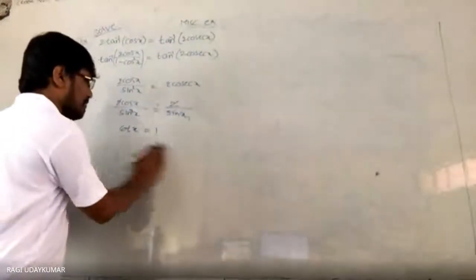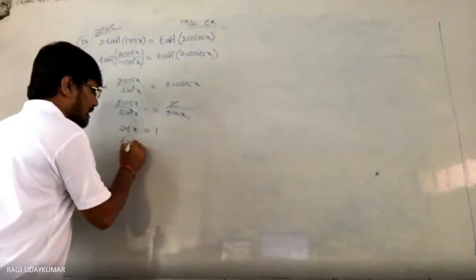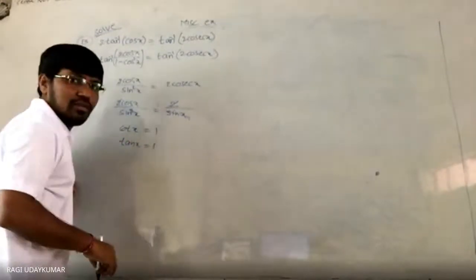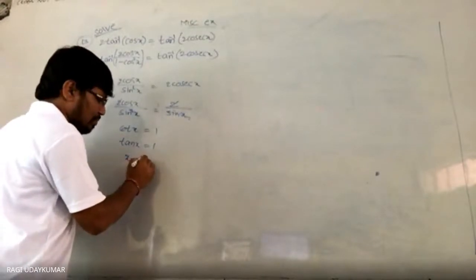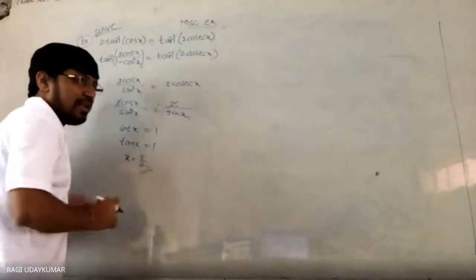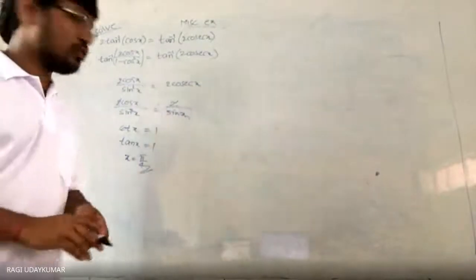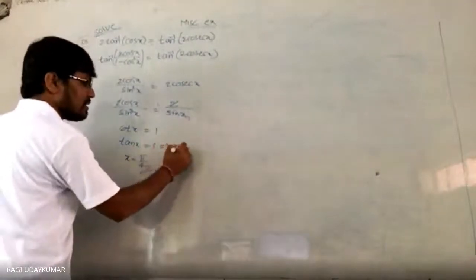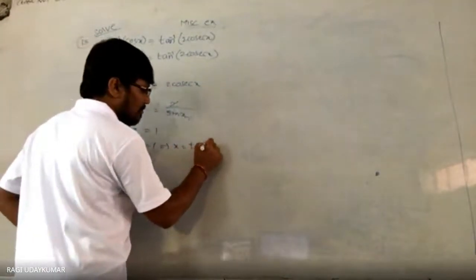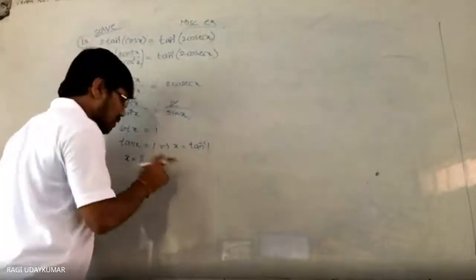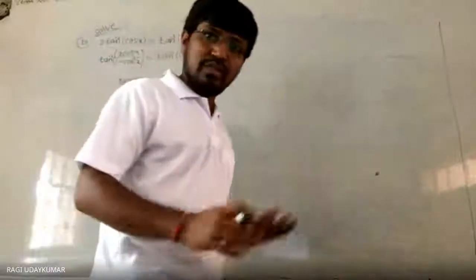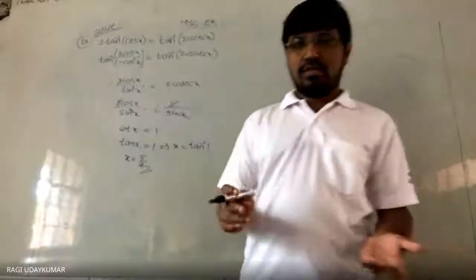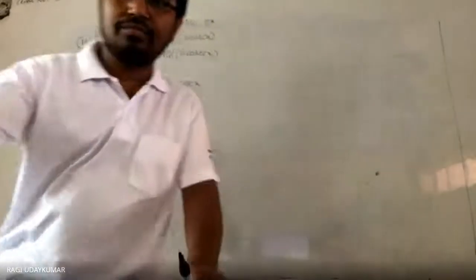Or you can write here, if you get confused, cot x equal to 1 means tan x equal to 1. And if you are taking the principal value range of the tan inverse, you can write x is equal to tan inverse of 1. The principal value range of the tan inverse is minus pi by 2 to plus pi by 2, then you will get pi by 4. Okay? Clear?